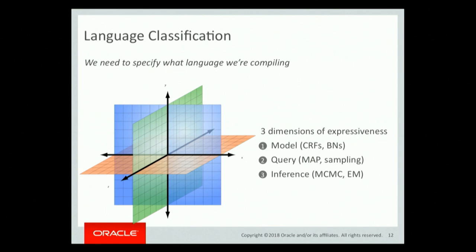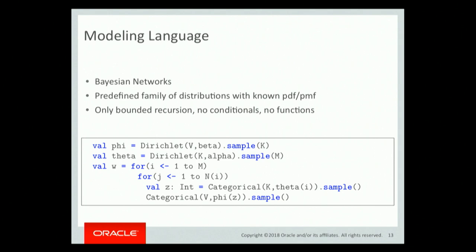And it's also a pretty interesting dimension, because in some cases, like BUGS or Infer.NET, basically this is chosen for you. But in other cases, like I guess Edward, you are provided with a lot of power to actually say how you want to do the inference. So in our case, the modeling language is just Bayesian networks, one of the simplest things you could want to compile. And in fact, we only had a pretty fixed family of distributions with known PDFs and known PMFs.